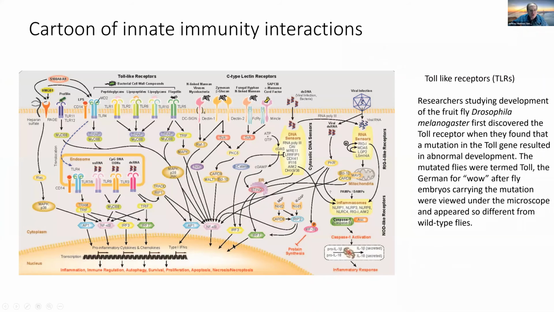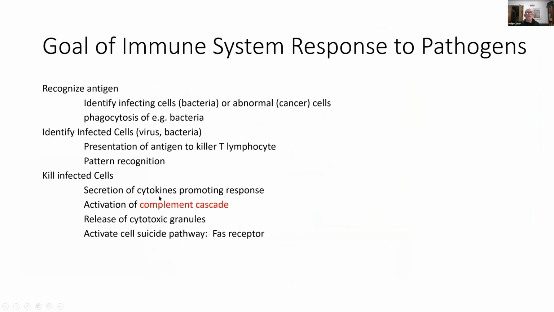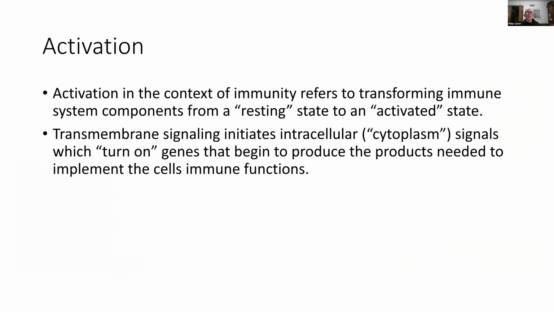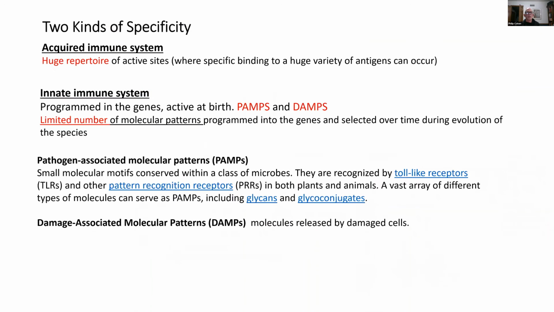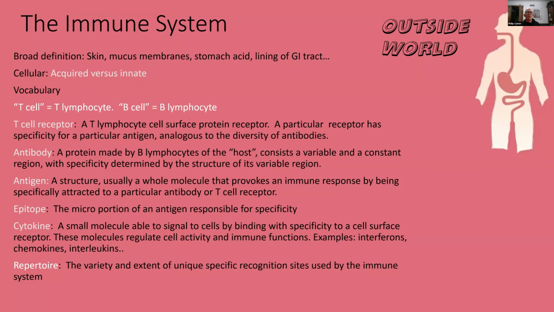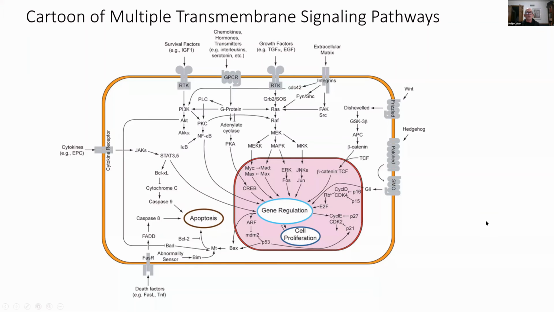Is this it? Number 22. No, it's the cartoon of multiple transmembrane signaling pathways. Oh, okay. Yeah, this one? Yeah, that's the one. Now, I see a lot of arrows here showing one thing follows from another. And I just don't understand how it's possible for them to figure this all out.